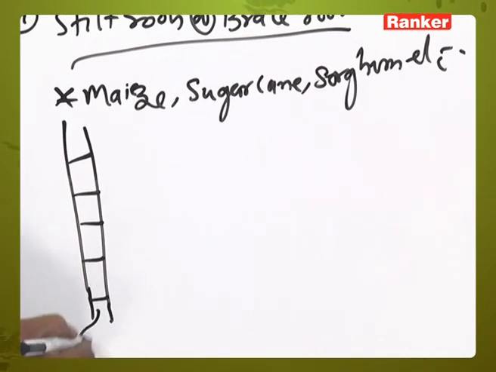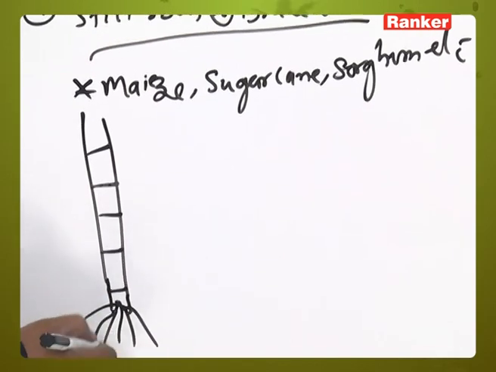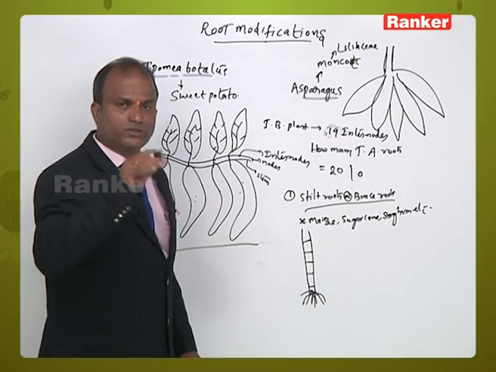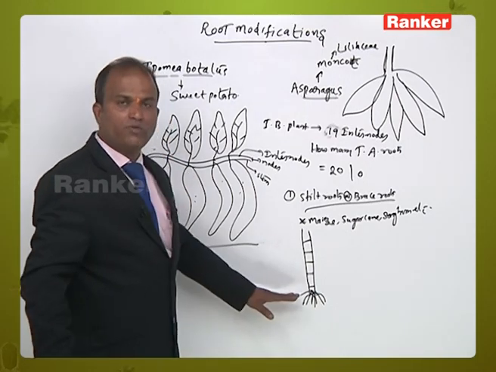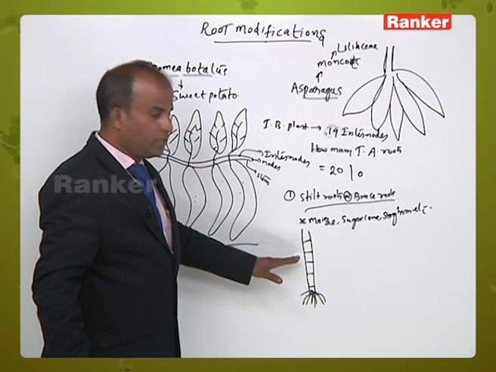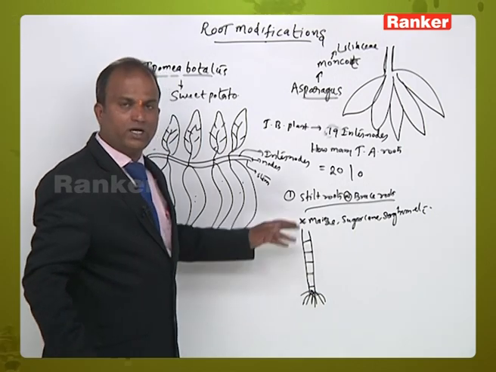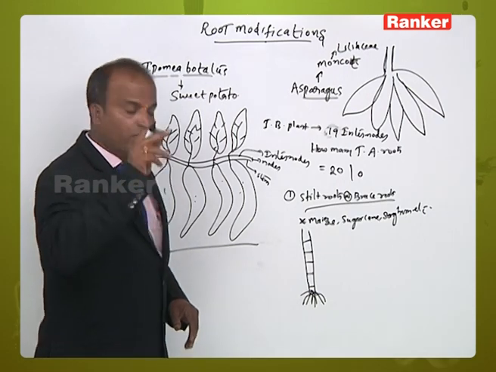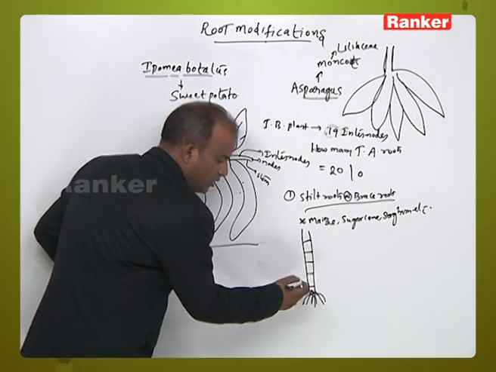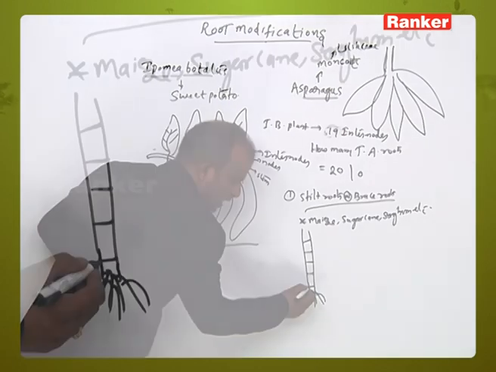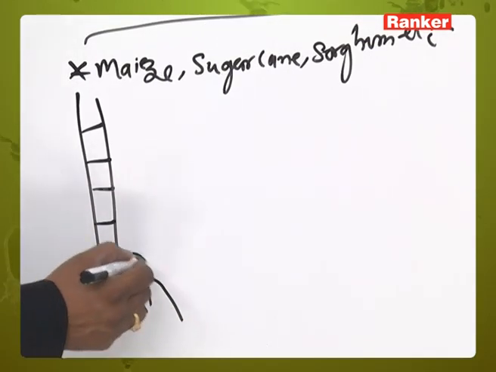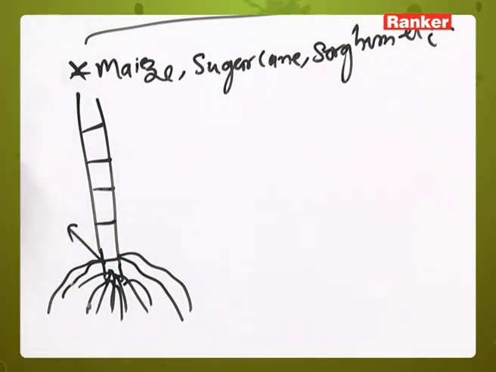From the basal portion of the stem, a cluster of fibrous roots is developing. But as the stem is very long, due to heavy wind it may break. In order to overcome that, it produces which roots? Adventitious roots from the basal node of the stem.